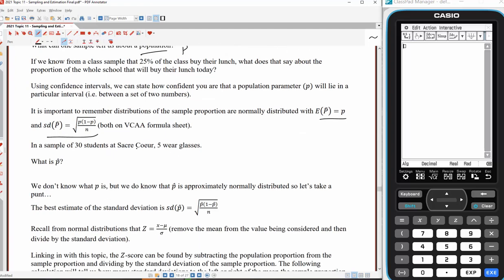So in a sample of 30 students at SAC, 5 wear glasses. What's p hat? Well, p hat is the 5 students wearing glasses out of a total of 30 students, 1 in 6. Now, we don't know what p, the population proportion, is, but we do know that p hat, the sample proportion, is approximately normally distributed, so the distribution will look like that. So let's take a punt, i.e. based on knowing that p hat will be approximately normally distributed, we're going to use this idea to try and get an estimate of the population proportion.